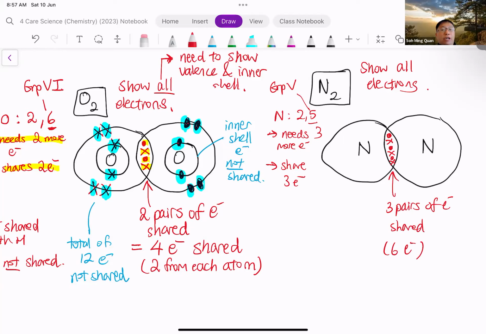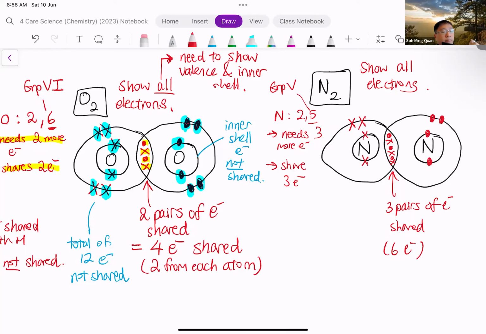Then final step, you must ensure the outer shell has a total of 8 electrons, except for hydrogen. Okay, other than hydrogen, every other non-metal atom should try to have 8 electrons in the outer shell after sharing. Okay, so this is how you would draw N2. And we're not done yet. We need to ensure that we draw the inner shell again. Do not forget the inner shell because you have to show all electrons.